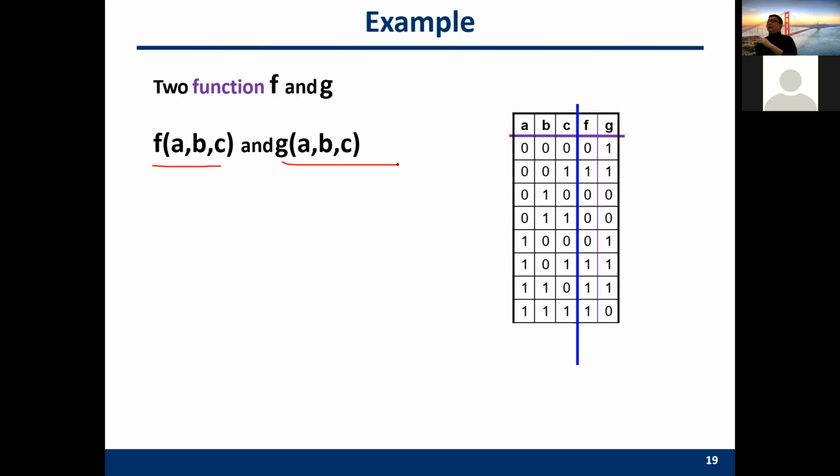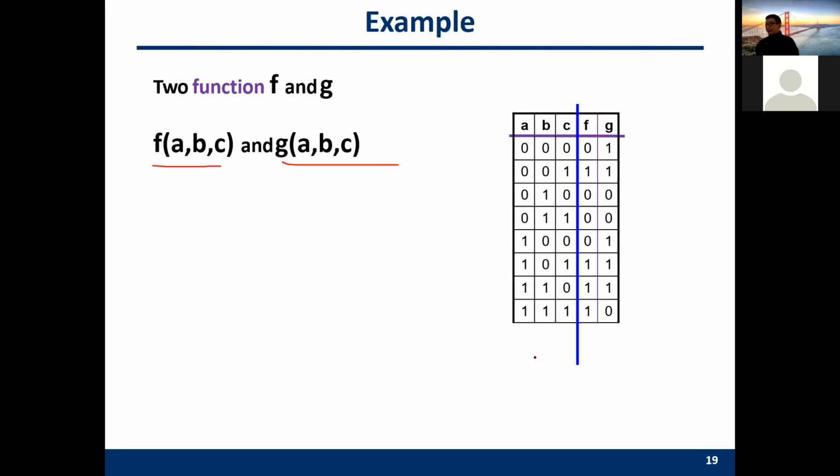So you can see that the only connection between F and G is that they share the same input variables, but you can actually break this truth table into two truth tables. You can have only the first four columns of this table as the truth table for F, and you can also have the first three columns plus the last column as another truth table for G. So you can break this truth table into two. But here, for simplicity, I just wrote them together.